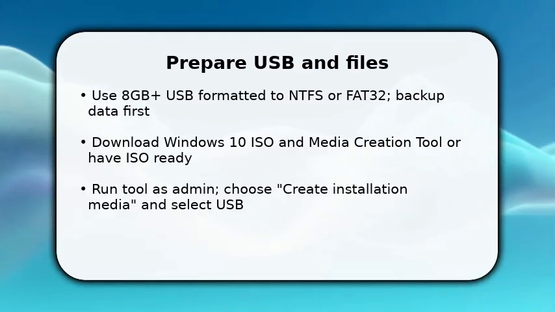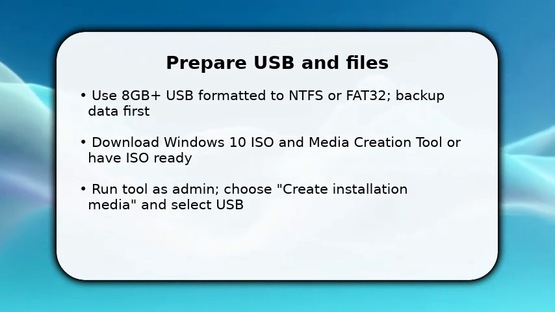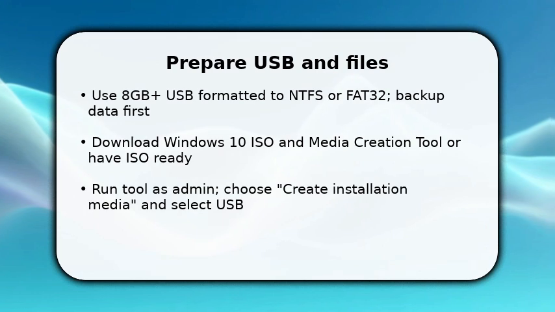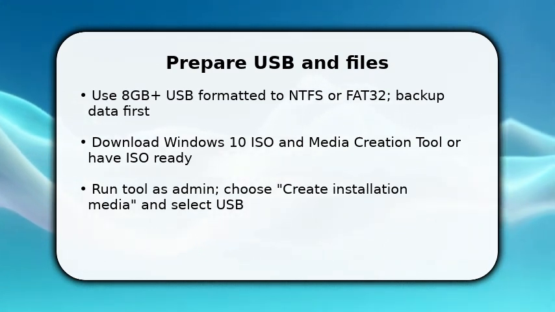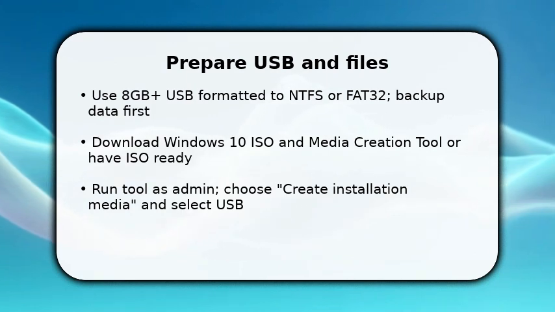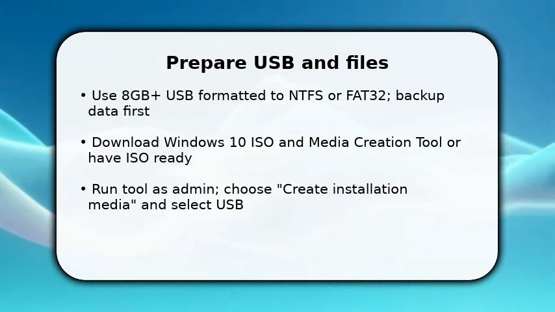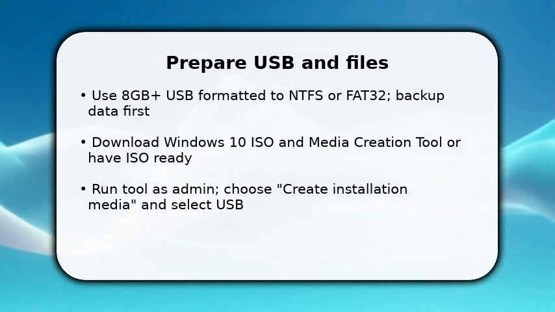You start by preparing the USB drive and obtaining a clean Windows 10 image. Plug in an 8 GB or larger pendrive and back up its contents. Formatting to NTFS or FAT32 ensures compatibility. Once done, download the official Windows 10 ISO or the Microsoft Media Creation tool.